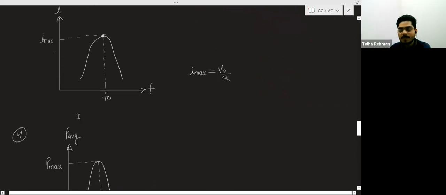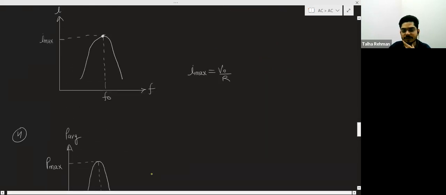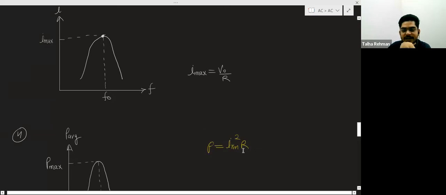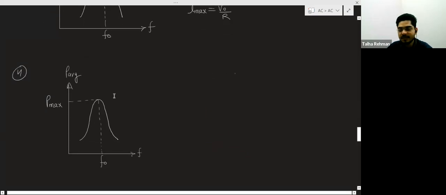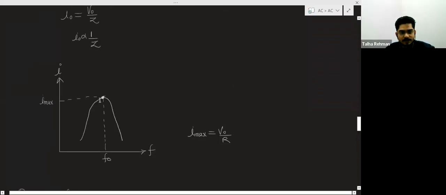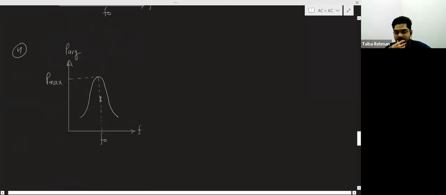If you draw the graph between the average power and the frequency, you will get the same graph, because power is equal to I RMS square into R. So you will get the same graph like this. Basically you have to learn how to draw this graph. In the examination they can ask you to draw the graph for the power, so you should have a little idea how to draw it. These are the graphs, average power, and I will use this graph later. First just complete these graphs, then I will discuss the further details.